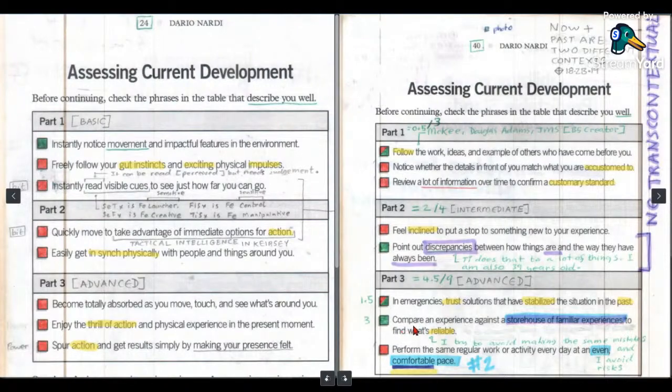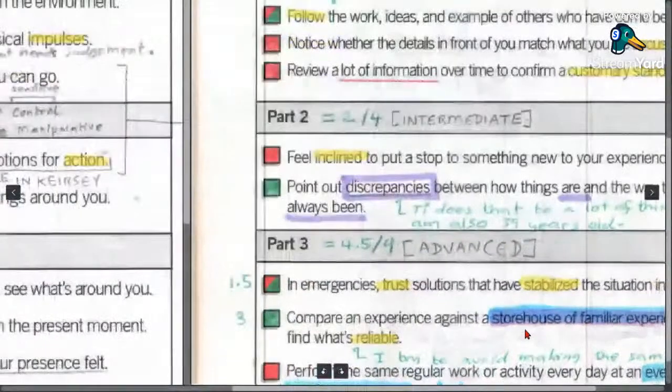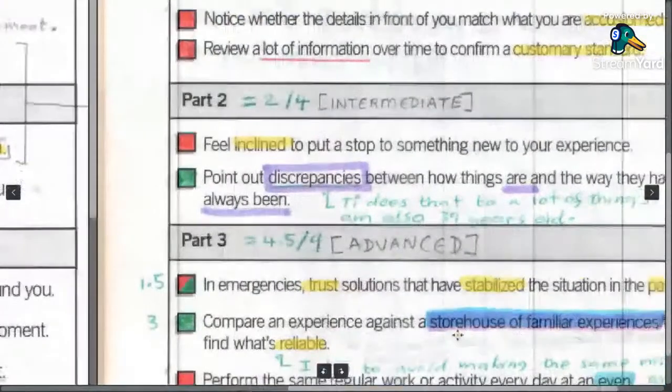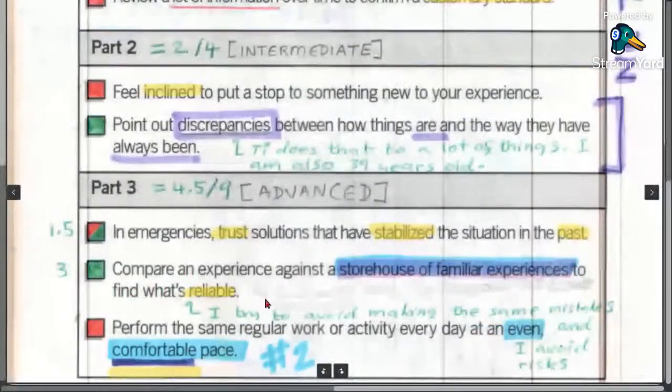There. Compare. Here we go. Remember what I said at the beginning? Compare an experience against a storehouse of familiar experiences to find what's reliable. This is what I was saying.